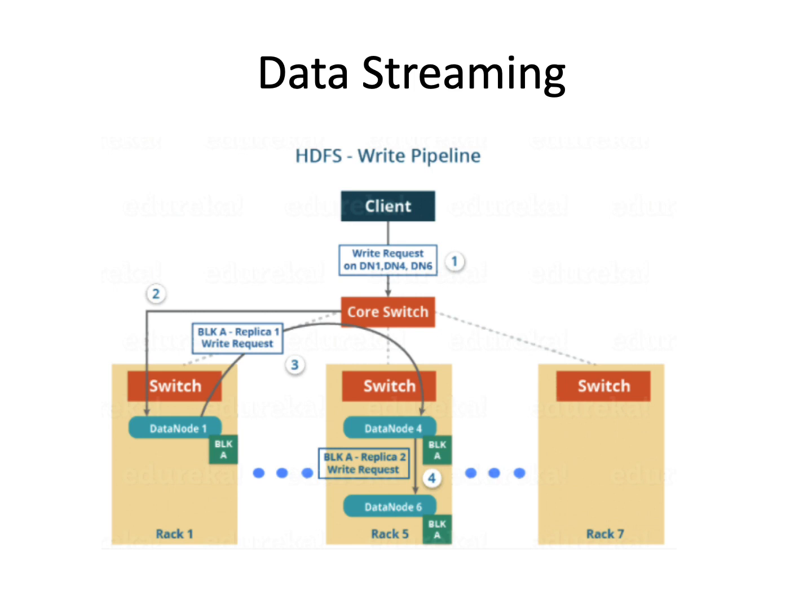In data streaming, the following steps will take place during the replications. Once the block has been written to data node 1 by the client, data node 1 will connect to data node 4, and then data node 1 will push the block through the pipeline and data will be copied to data node 4. Again, data node 4 will connect to data node 6 and will copy the last replica of the block. We can see here that block A will be copied from node 1 to node 4, and then from node 4 to node 6.